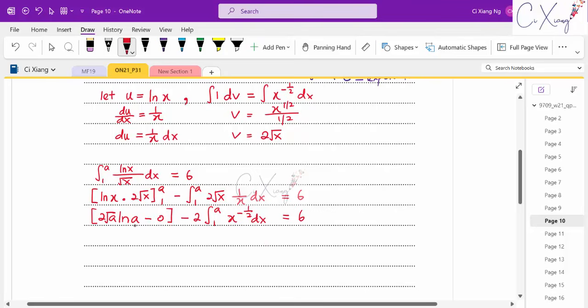Okay, then continue further. The first term here, I have settled it, so I just keep it as 2 square root a ln a. I don't do anything anymore, just copy it. Then for this part, I can integrate it. Negative 2, I just copy. Integrate x power negative half, power plus 1 becomes positive half, divided by the new power half. And then substitute the value a and 1. It is equals to 6.